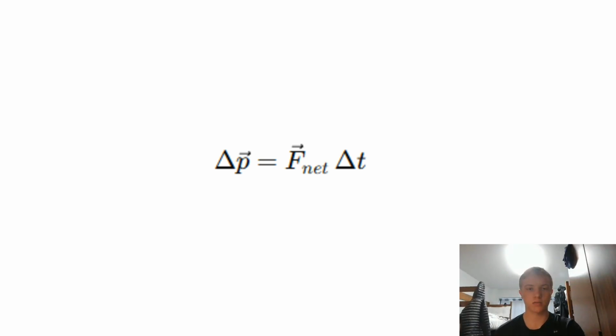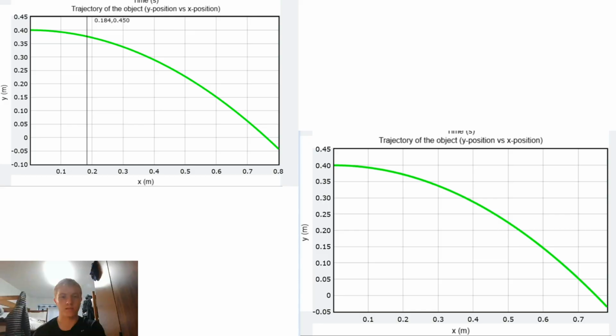My computational models are based on the momentum principle, which states that the change in momentum of an object is equal to the net force multiplied by the change in time. Equivalently, this is Newton's second law. In the first model, the only force acting on the object is gravity. The gravitational force is downward, with magnitude equal to the mass times the gravitational field. No other forces were included in the first model. This model represents ideal projectile motion without air resistance.